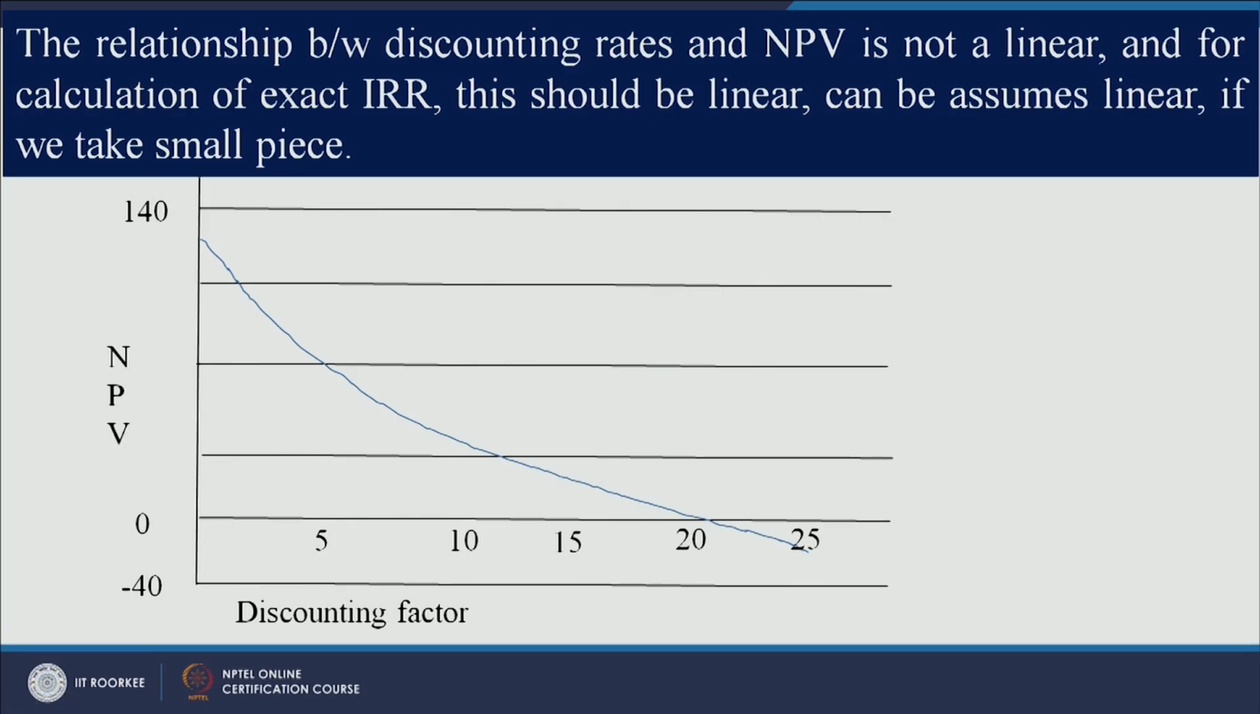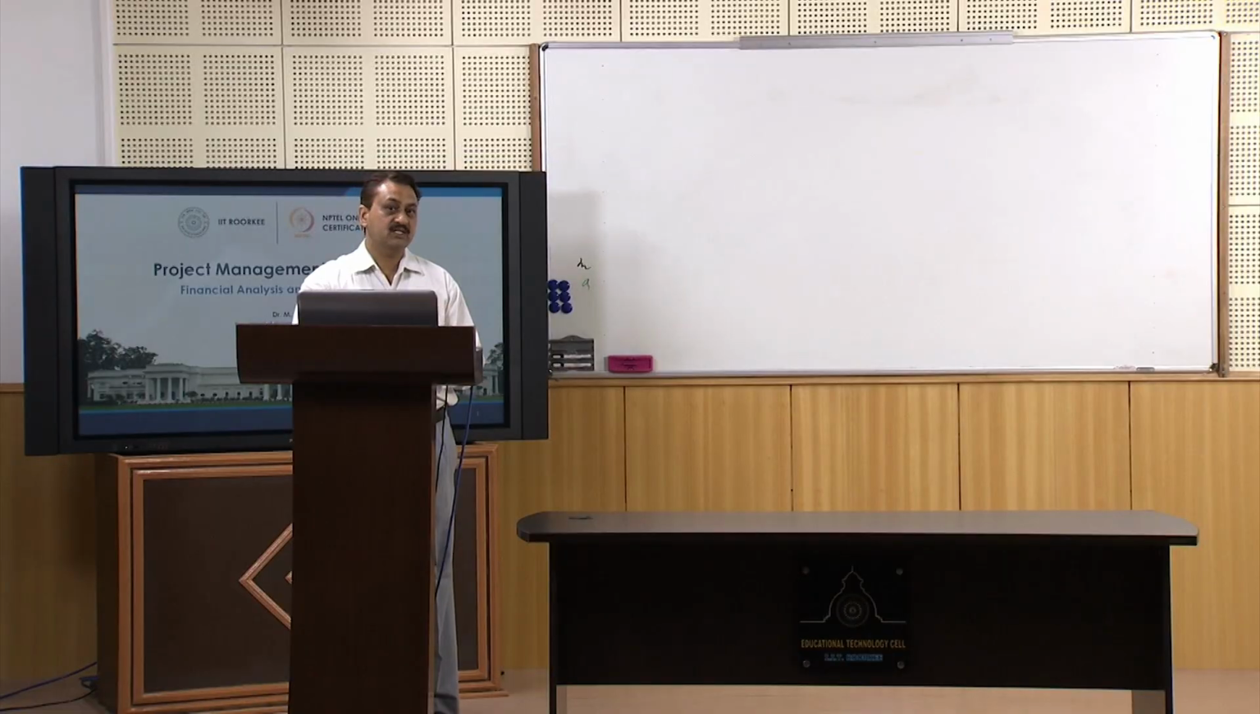But for the calculation of IRR, you can take a small segment of this particular non-linear curve, and that small segment would be a linear one, right. So, what is the relationship between these two? As we increase the discounting factor, NPV approaches towards 0, right. So, let us look at this slide which deals with how to calculate IRR.